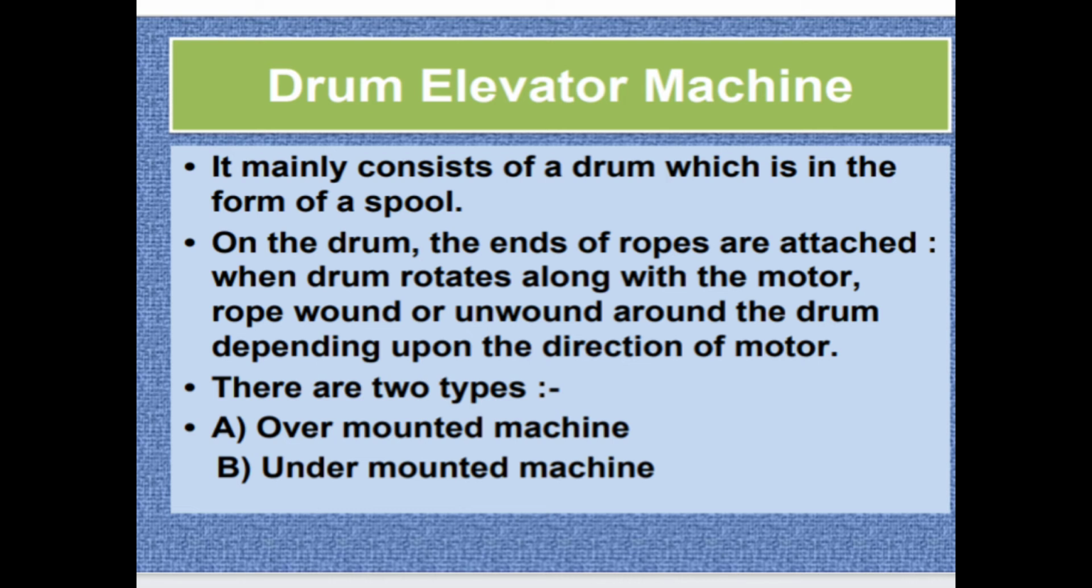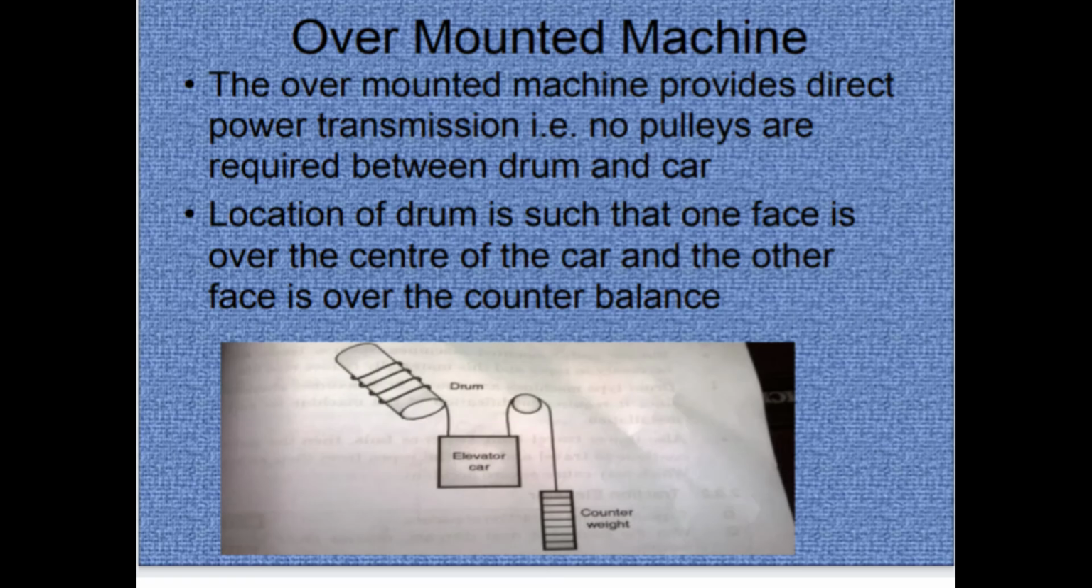So here see, over-mounted machines means what? The over-mounted machines provide direct power transmission, that is, no pulleys are required between drum and car. The location of drum is such that one face is over the center of the car and the other face is over the counterbalance. Here see the picture. First is drum, then elevator car, and then the counterweight. So this is the over mounted machine.